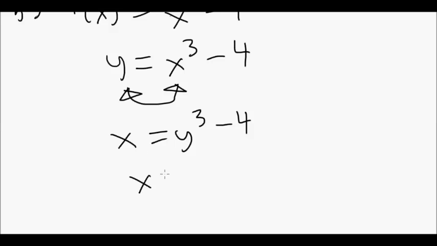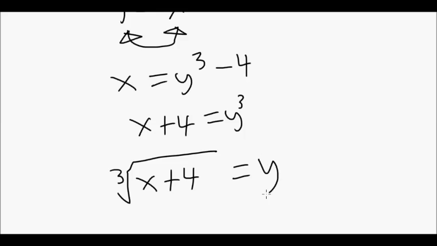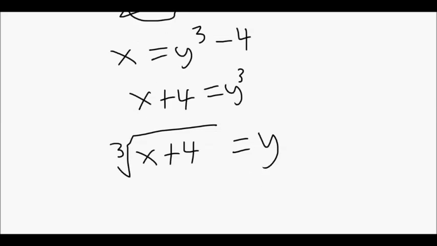So it's going to be x plus 4 equals y cubed. And then we know to bring this to the other side, we'll take the cube root. Let me write that a bit more neatly, so it's a bit more legible. So the cube root of x plus 4 equals y. There we go. That's our inverse function.